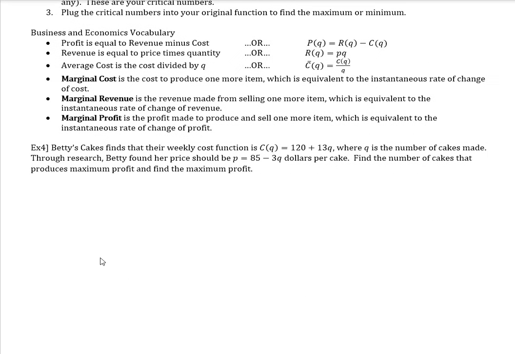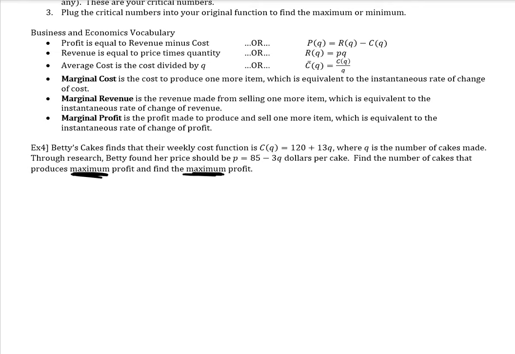So in this example 4, it says Betty's Cakes finds that their weekly cost function is C of Q equals 120 plus 13Q, where Q is the number of cakes made. Through research, Betty found her price should be P equals 85 minus 3Q dollars per cake. Find the number of cakes that produces maximum profit, and then find the maximum profit. All right, so what do we see here? We see maximum profit. We want to find the number of cakes, so I'm just underlining maximum.